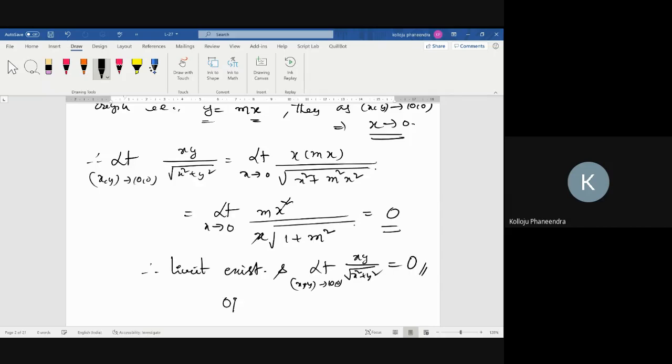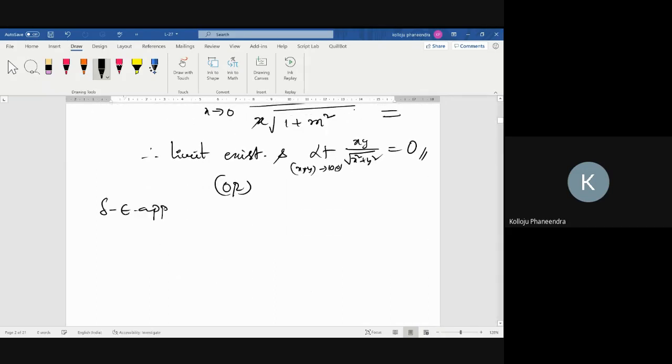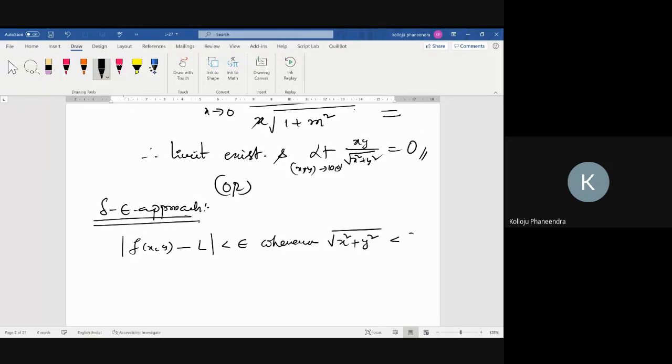Now let me solve this problem using the delta epsilon approach. Just for your idea, what is the delta epsilon approach? I'm giving the definition once again. Mod f of (x,y) minus L less than epsilon whenever, what is the condition? Whenever under root x square plus y square is less than delta. This is the origin. The point is 0, 0. That is why I have taken x minus 0 whole square plus y minus 0 whole square.